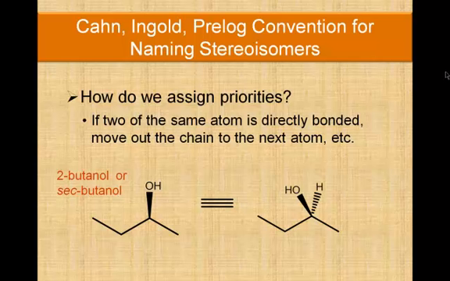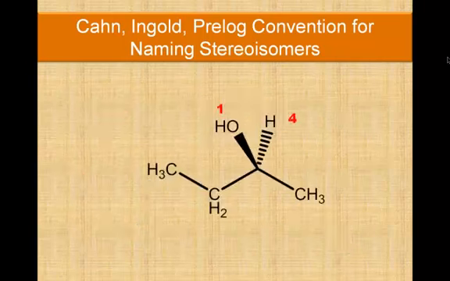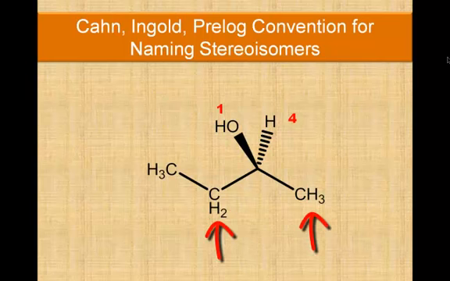Now I need to decide on the priorities of my groups. Hydrogen is going to be the lowest priority. I've already told you that. Oxygen is going to be the highest priority. I have to compare 2 carbons. Let's have a closer look. I have 2 carbons directly attached to the tetrahedral stereocenter.